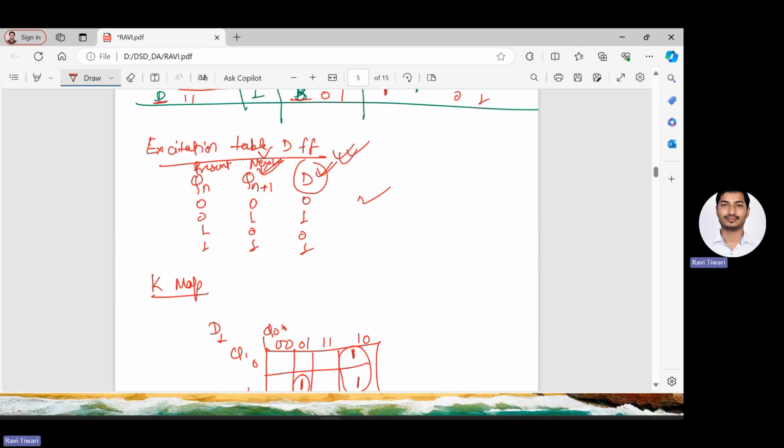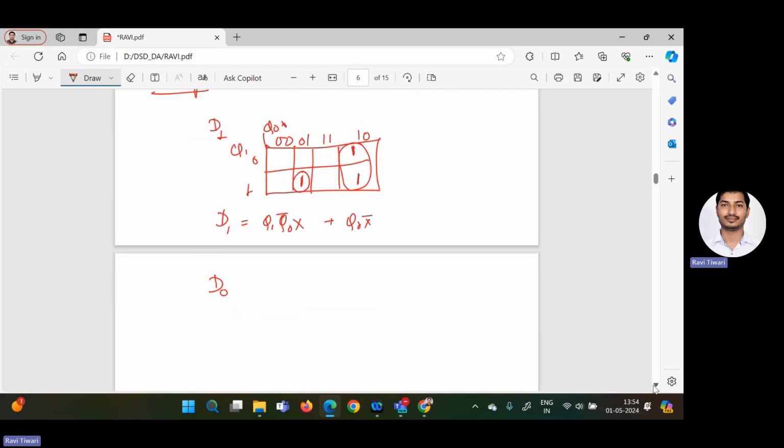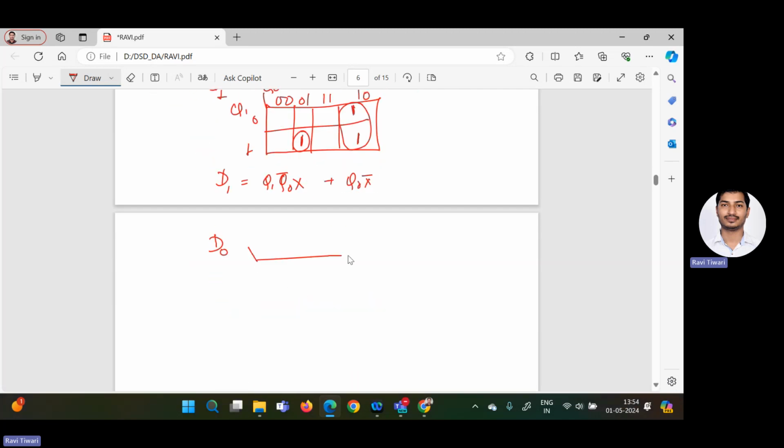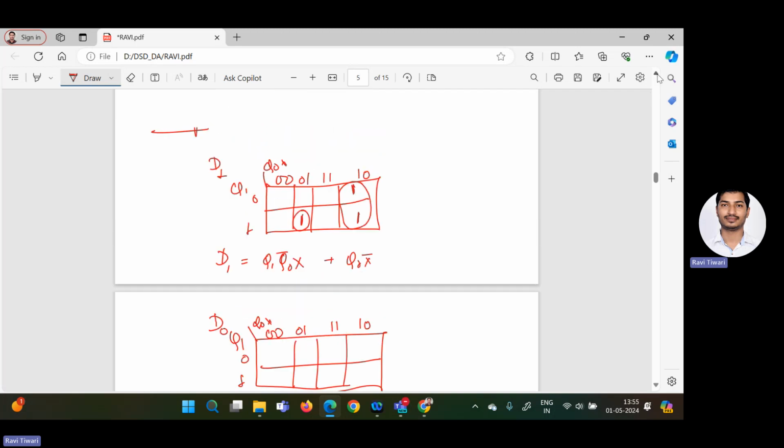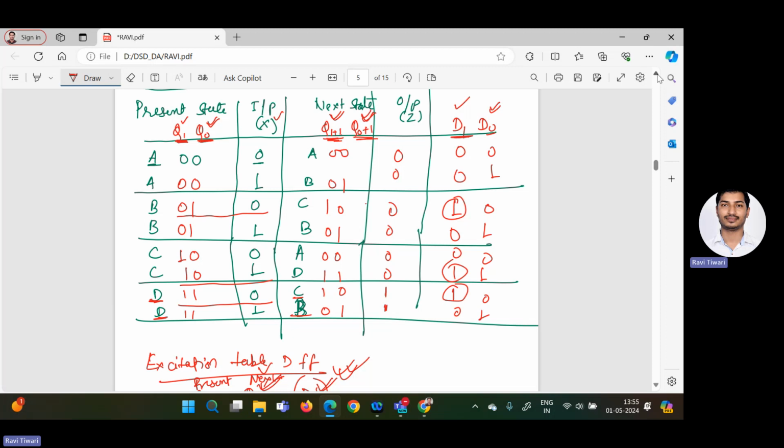So again for D0, we have to make the three variable K map, because here also your input will be Q1 and Q0 X. So here I am writing like this. This is Q1 and this is Q0 X. I am taking 0, 1 here. This is 0, 0, 0, 1, 1, 1, and 1, 0. Now wherever your D0 is 1, you fill this K map. So here you can see this is 1 for this condition, this condition, this condition, and this condition.